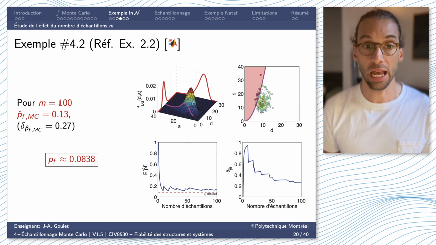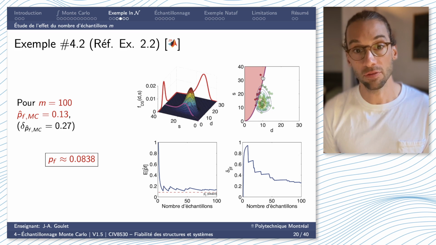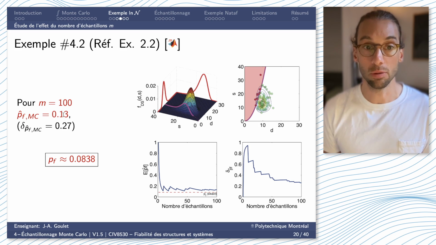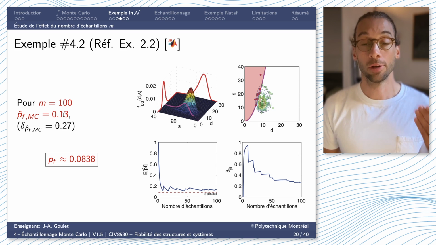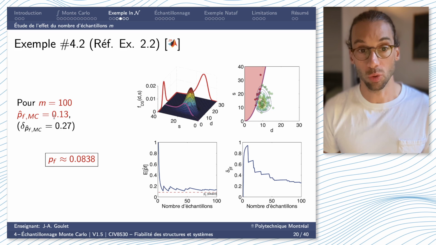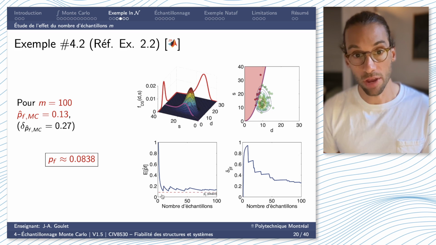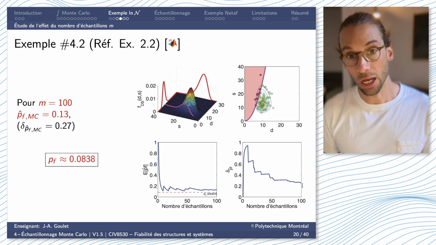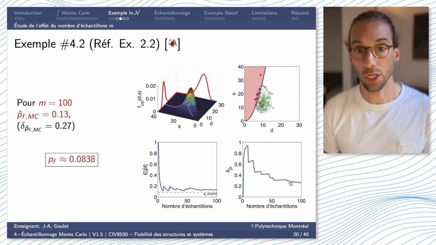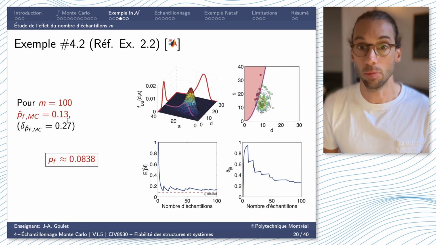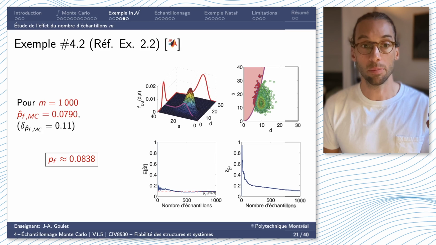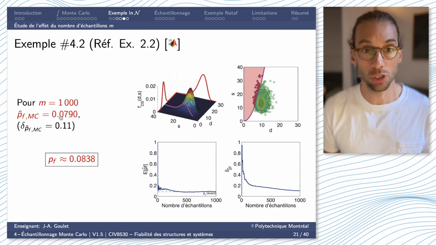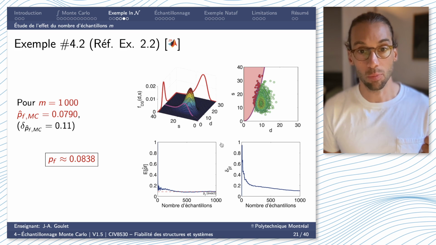If instead of taking 10, I take 100, now 13 of them are in the failure domain, leading to a 0.13 estimator for probability of failure. Coefficient of variation is 0.27. This is still fairly high, but you can see the evolution of our estimator as we draw samples. The reality is that red dashed line. So we're going toward it, but we're not on it yet. The quality of our estimator as measured by our coefficient of variation is dropping, but it's still almost 0.3. If we go from 100 samples to 1,000, you can see that we're going toward our correct value with 0.0790, but our coefficient of variation at 0.11 is still significant.